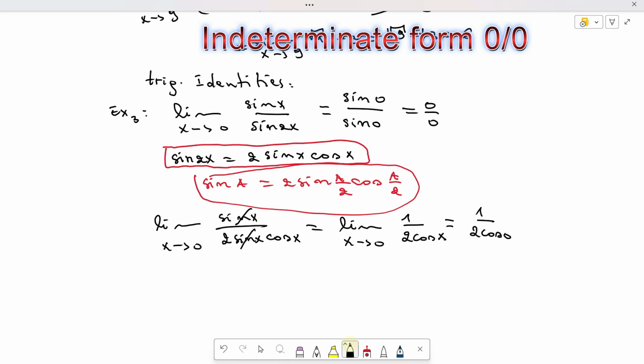And cosine of 0 is equal to 1, then equal to 1 over 2. So you see, things are becoming very, very easy.